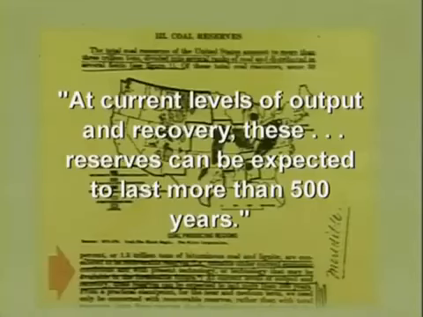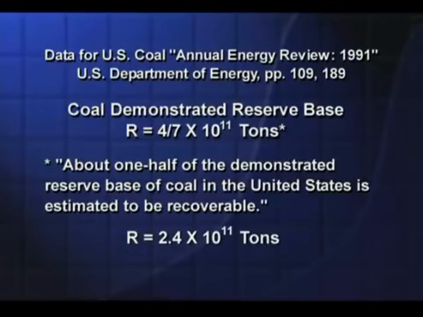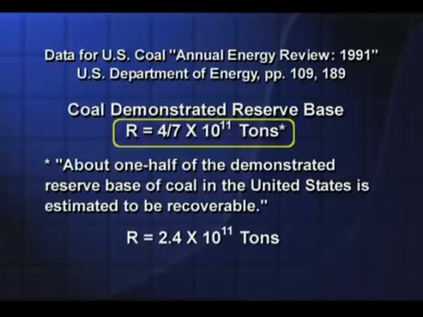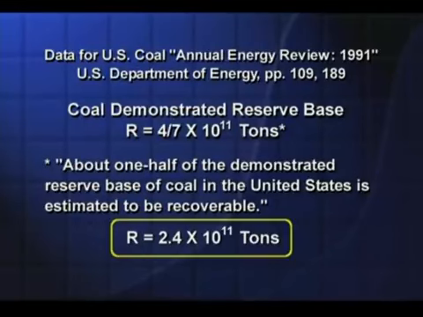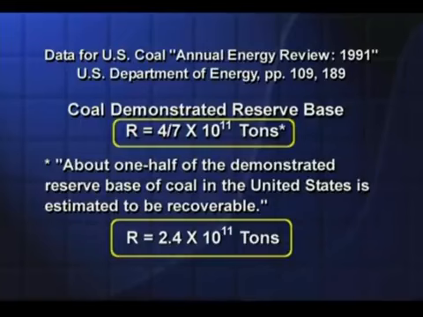They forget the caveat with which the sentence started. And what were those opening words? At current levels. Now, what does that mean? It means if and only if we maintain zero growth of coal production in this country. So let's look at a few numbers. We go to the Annual Energy Review published by the U.S. Department of Energy. They give this figure as the coal demonstrated reserve base, and it carries a footnote that says about half the demonstrated reserve base is estimated to be recoverable. You cannot recover and use 100% of the coal that's in the ground. So this number is half of this number, and we'll come back to those in just a moment.